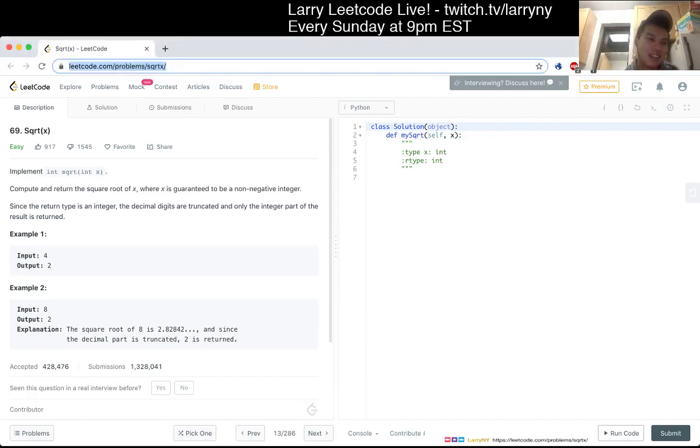Well, 69, square root of x. Implement int square root of x. Compute and return the square root of x, where x is guaranteed to be a non-negative integer. Okay, since the return type is an integer, the decimal digits are truncated and only the integer part of the result is returned. Okay.